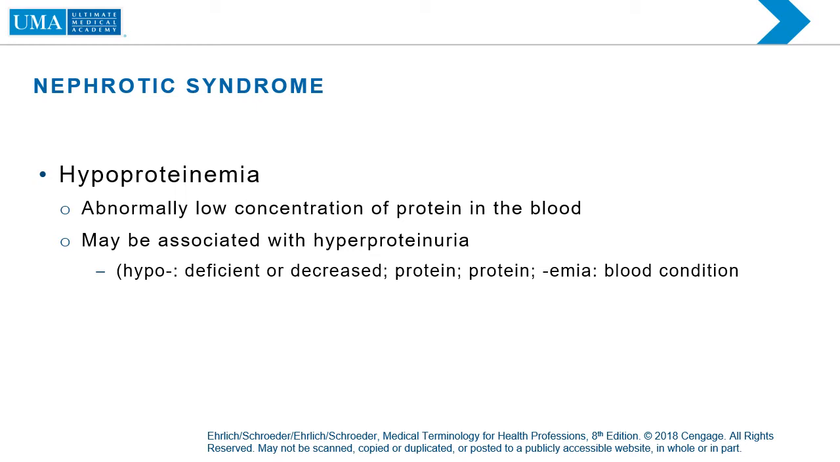Often this condition will be associated with hyperproteinuria. Now keep in mind the words seem similar, but they're totally different. Hyperproteinuria is abnormally high protein in the urine, whereas hypoproteinemia has to do with abnormally low concentrations of protein in the blood.